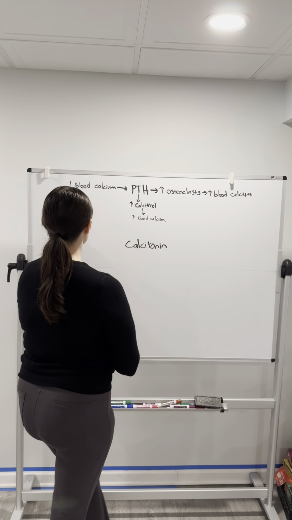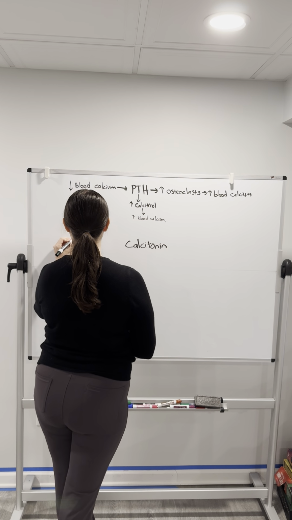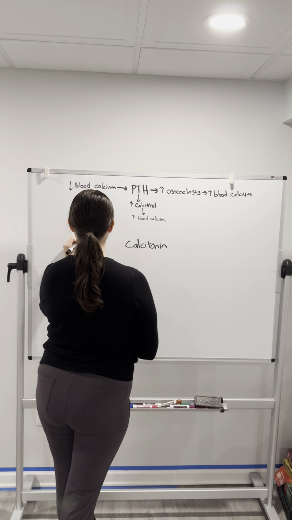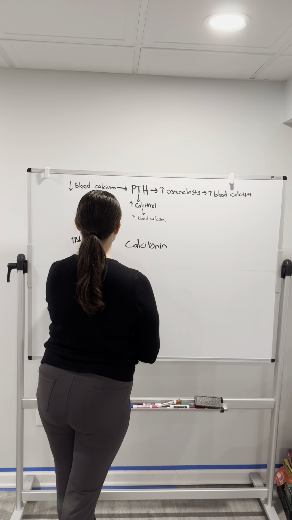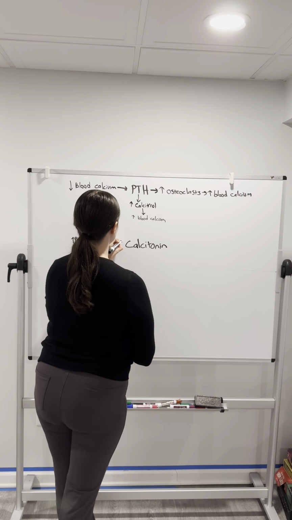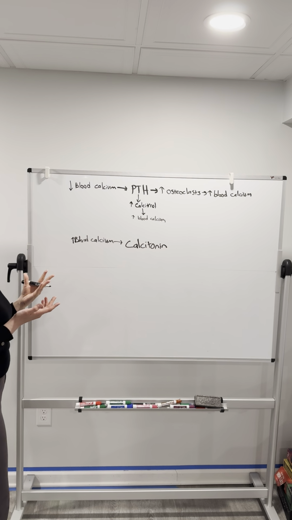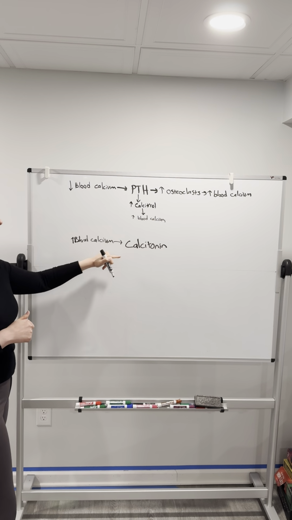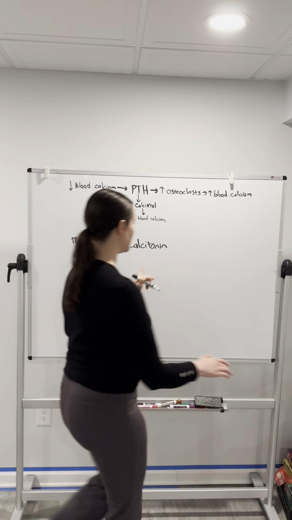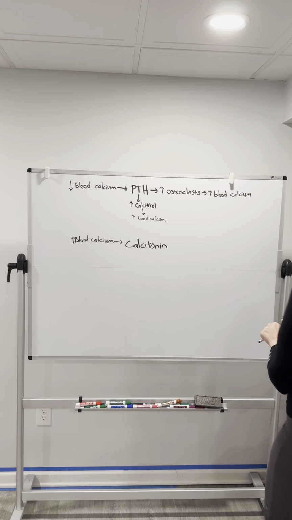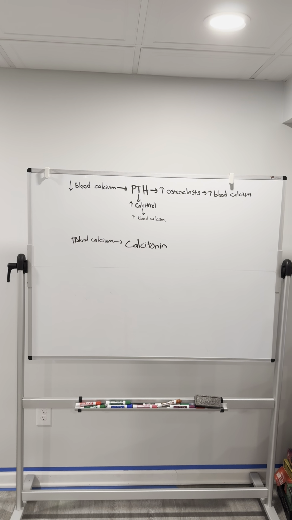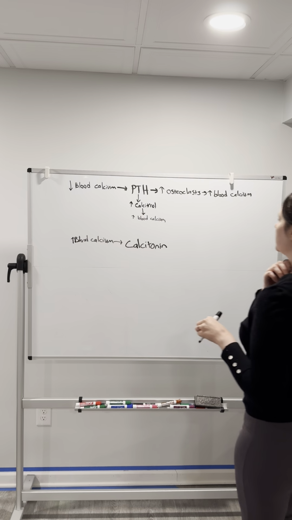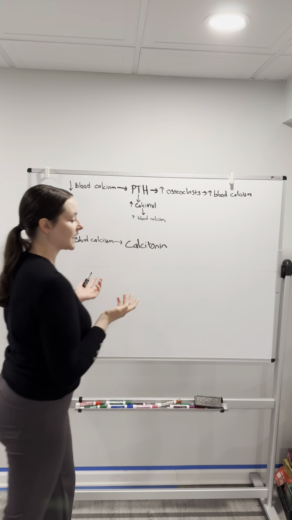Now if we have enough blood calcium, we want to build back our bone. We don't want our bone to just keep being broken down. We need to build it back up. So once we have enough blood calcium, then calcitonin can come in. This is secreted by the thyroid gland, and this is going to decrease our blood calcium levels.